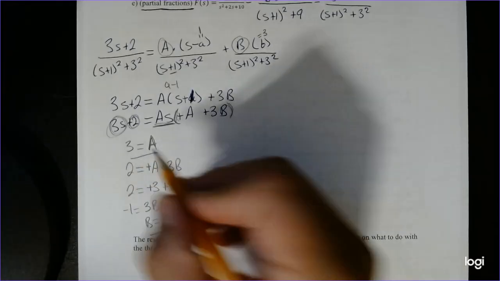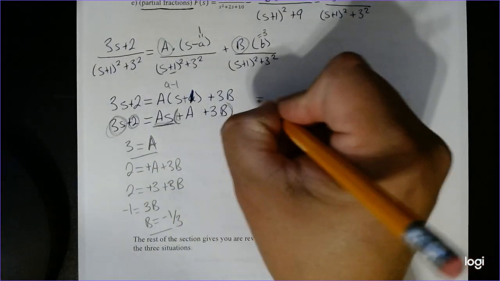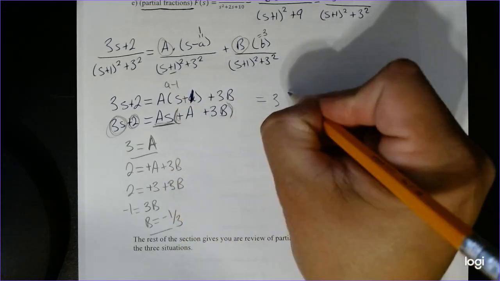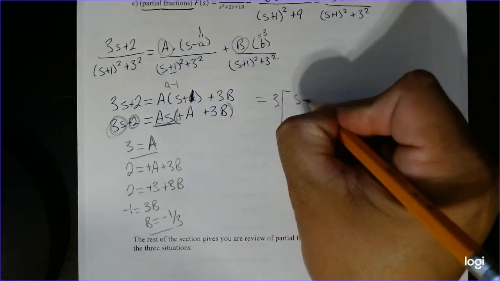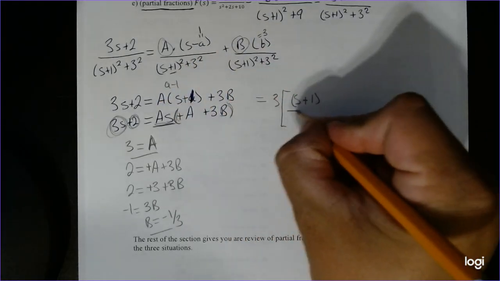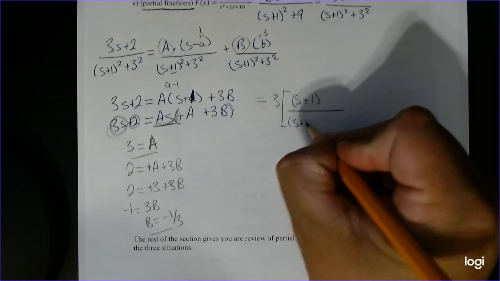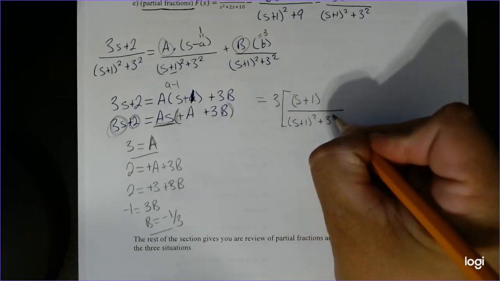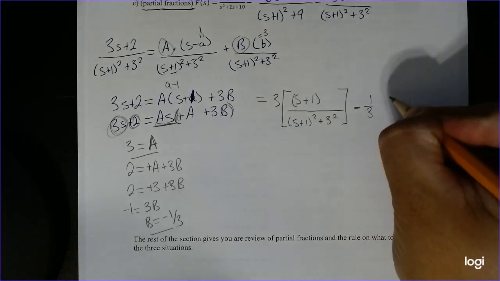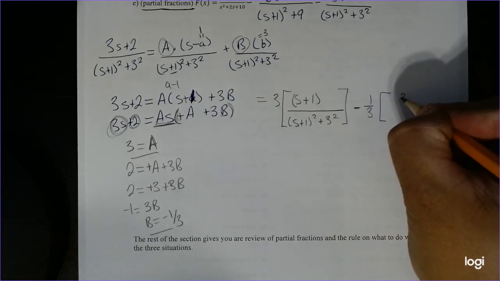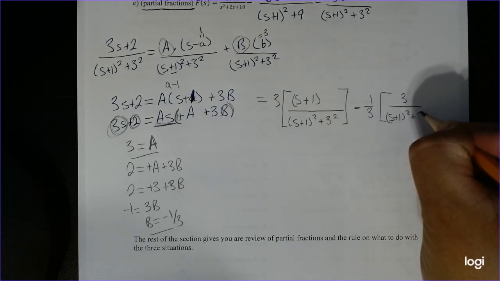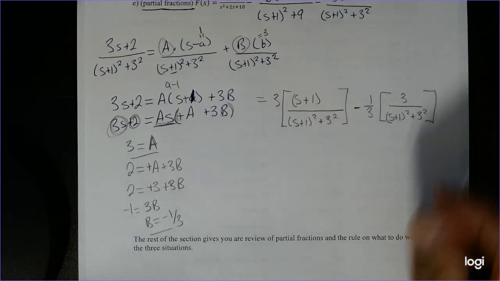Okay. So now, reverting this process, well, the a is 3. So it will be 3 times s plus 1. That's where I made a mistake here. It's actually plus 1, minus 1/3 times the rest of it. Like that.